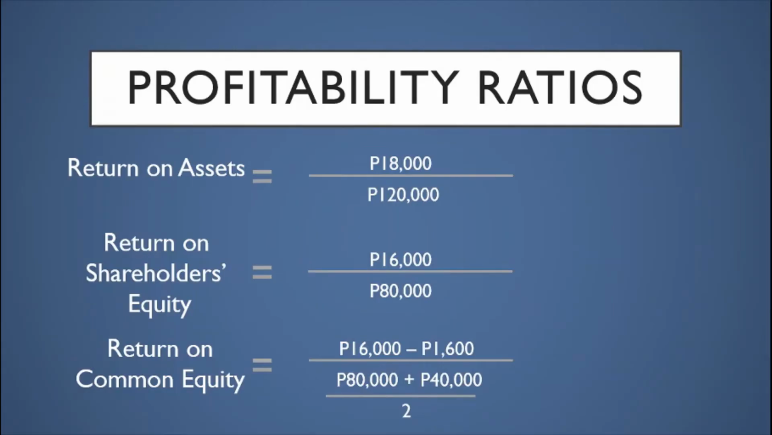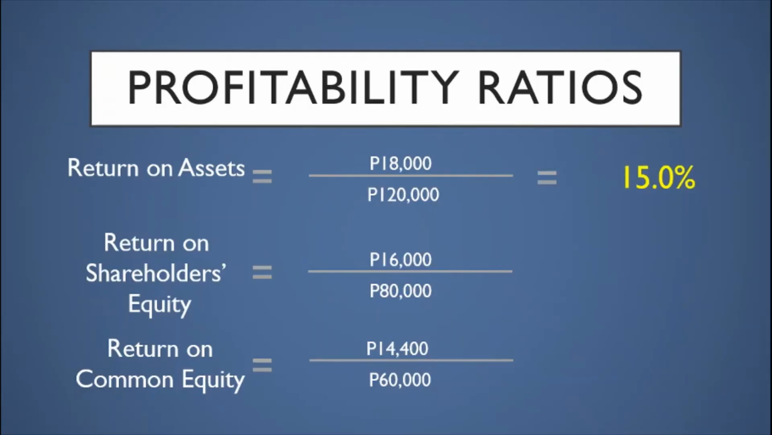Return on common equity, this can be simplified to 14,400 divided by 60,000 pesos. Completing the calculations, the return on assets is 15%. Return on shareholders' equity, 20%. Return on common equity, 24%.